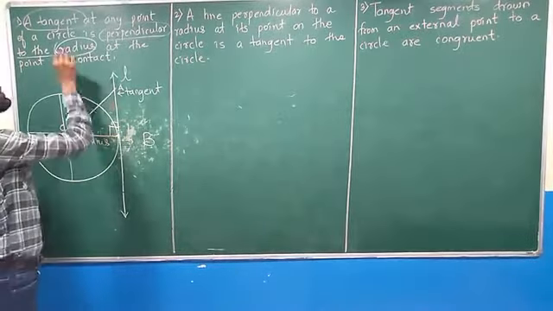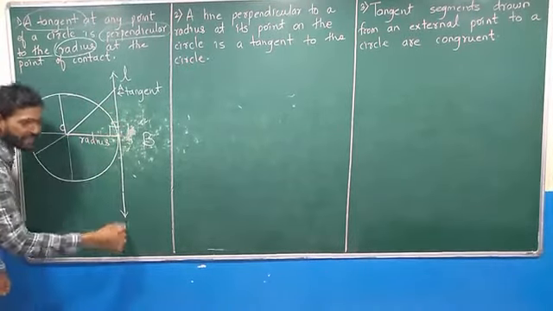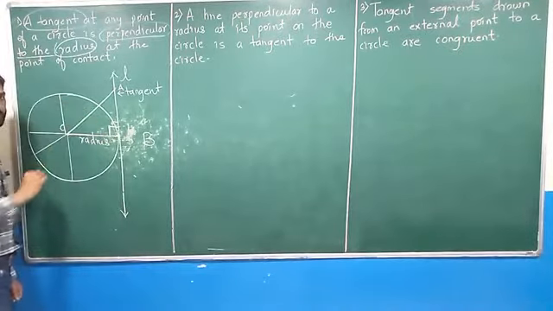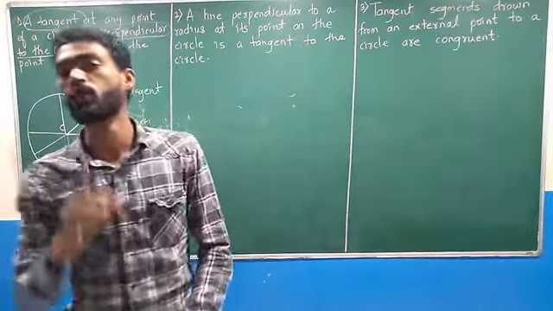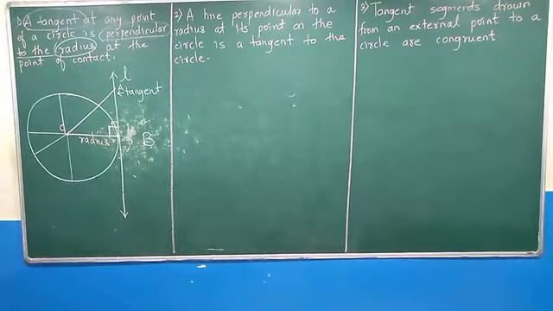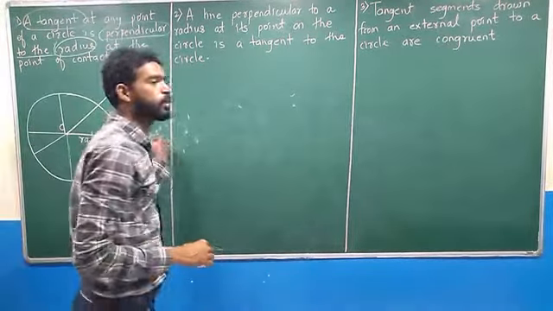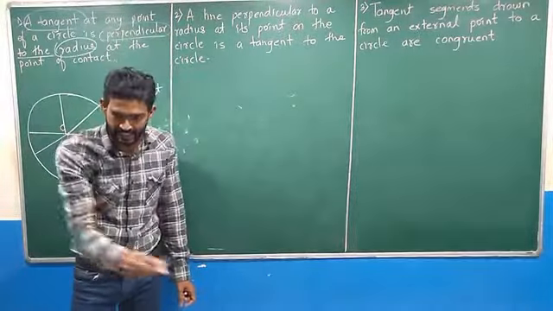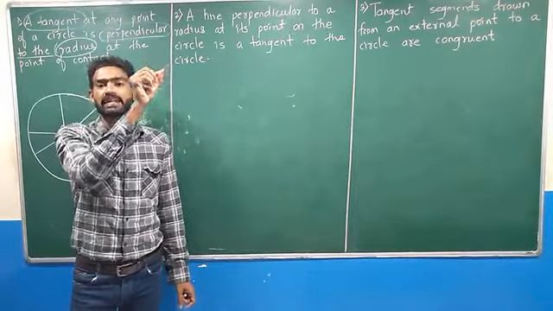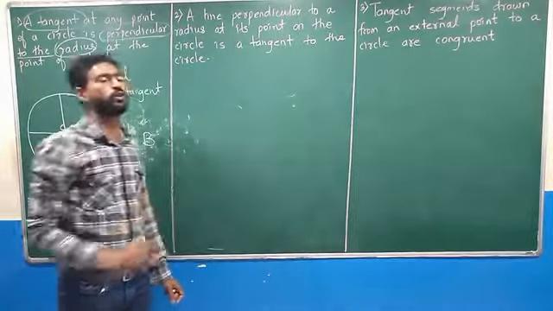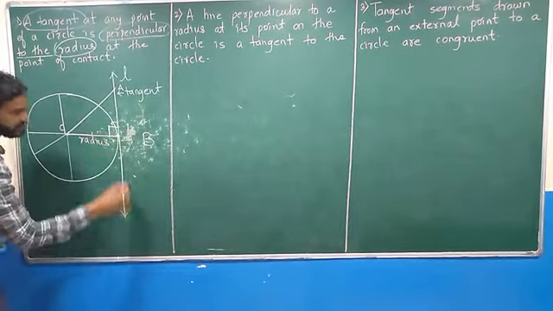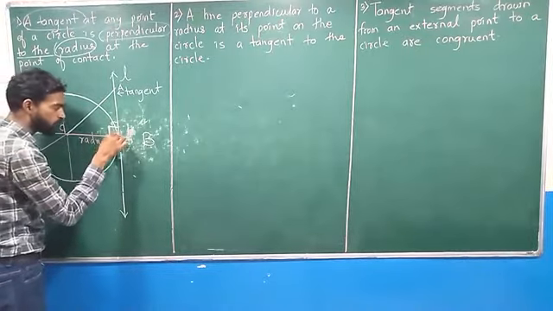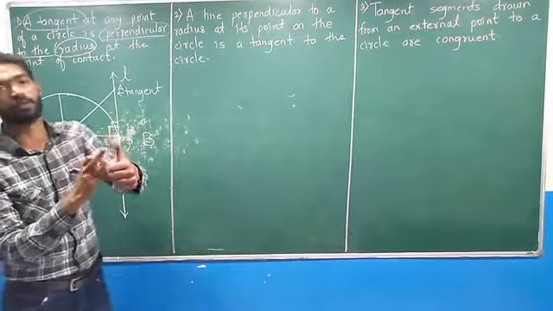This was the first property. The property is: a tangent is perpendicular to the radius drawn from the point of contact. Clear everyone? This is my first property. Hope you all have understood. So what this property says is: a tangent is perpendicular to the radius drawn from the point of contact. So this is your first property.